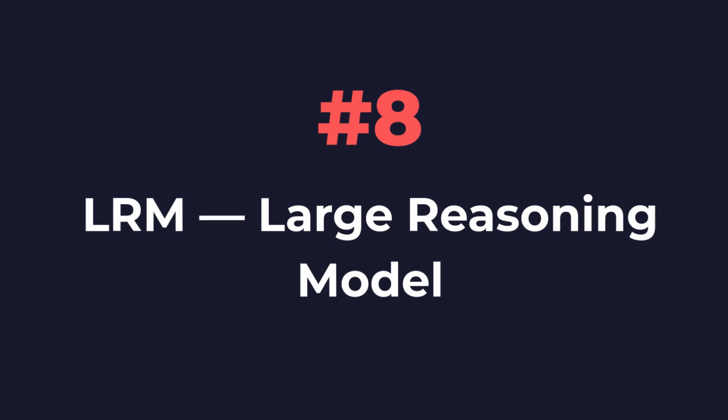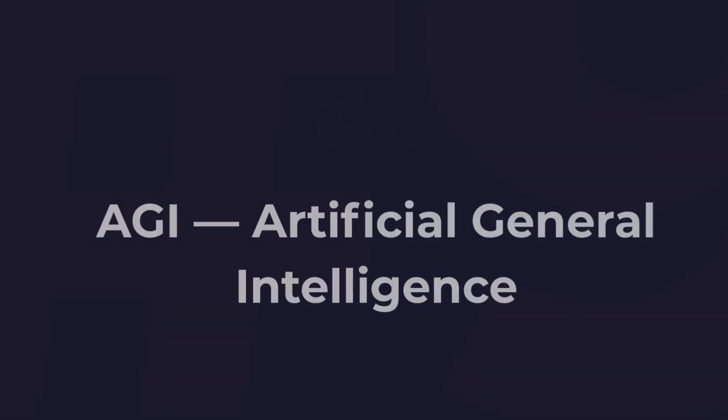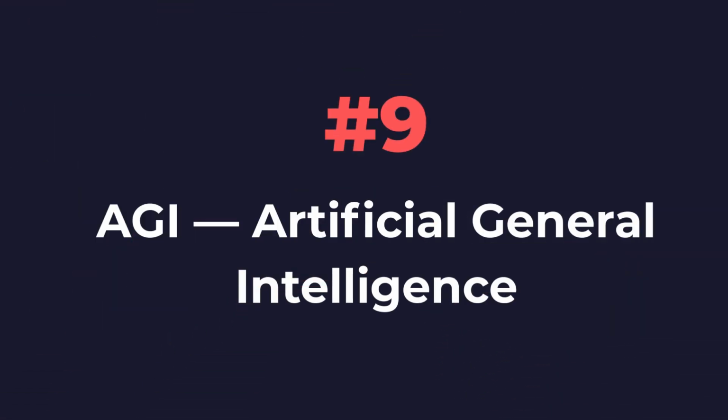Number 8. LRM, Large Reasoning Model. LRMs don't just generate text. They think through problems. They break complex questions into logical steps, reason through multiple possibilities, and arrive at a well-structured conclusion. They are perfect for mathematical proofs, legal analysis, and strategic planning. LRMs predict, LRMs reason.